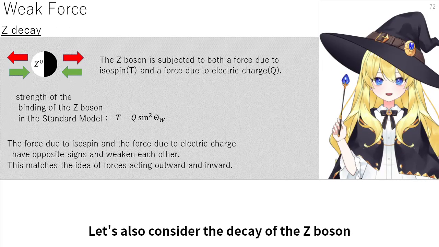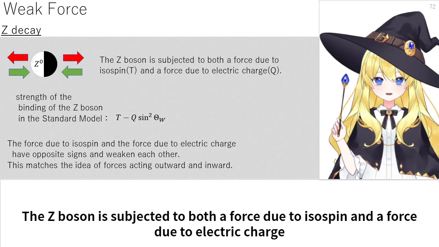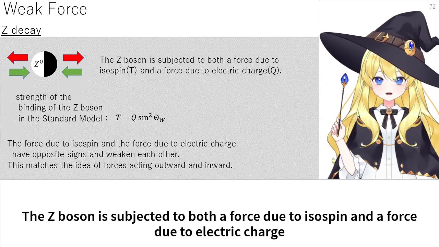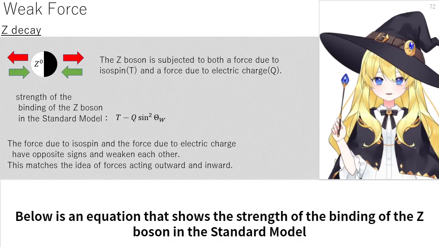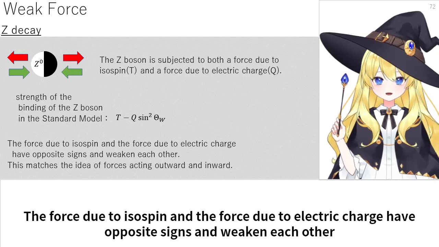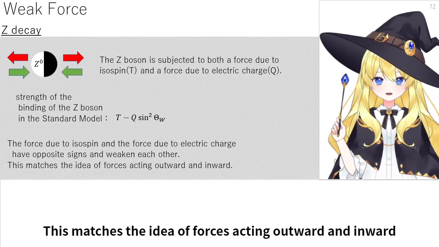Let's also consider the decay of the Z boson. The Z boson is subjected to both a force due to isospin and a force due to electric charge. Below is an equation that shows the strength of the binding of the Z boson in the Standard Model. The force due to isospin and the force due to electric charge have opposite signs and weaken each other. This matches the idea of forces acting outward and inward.